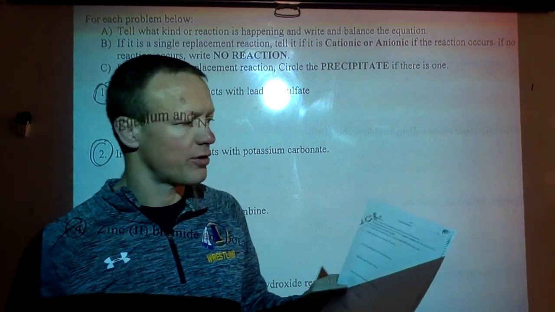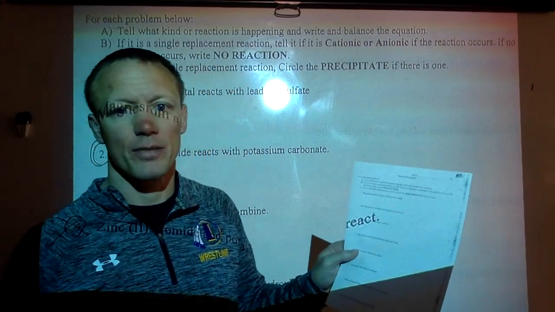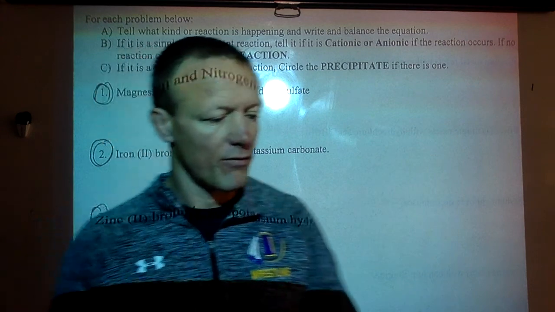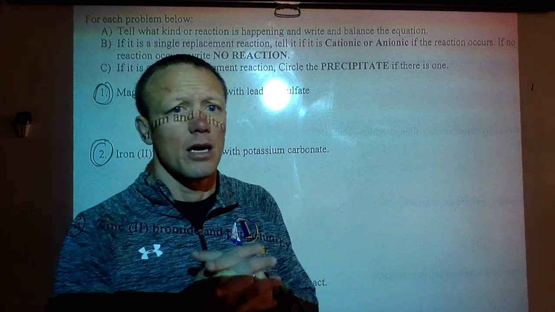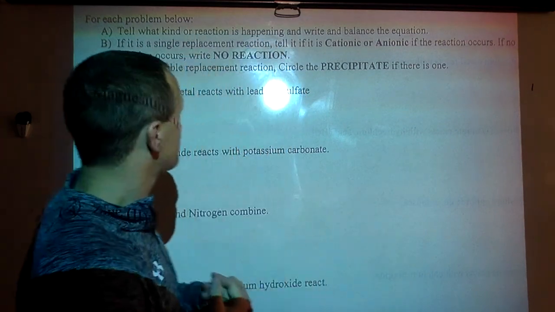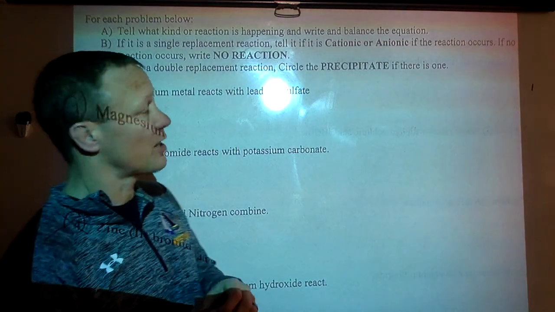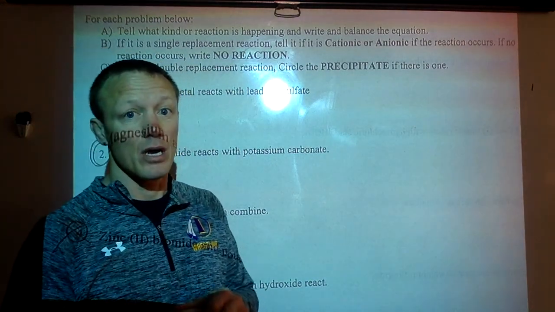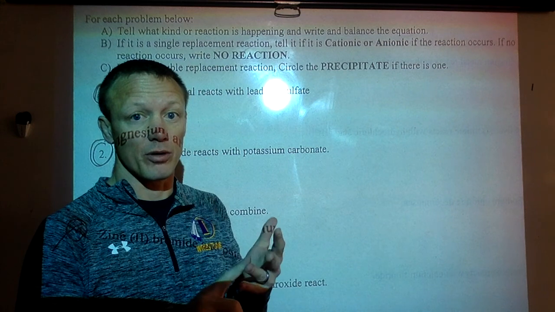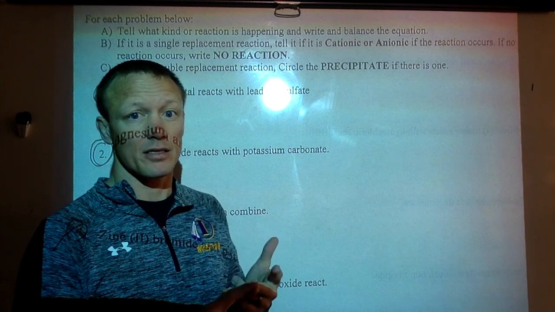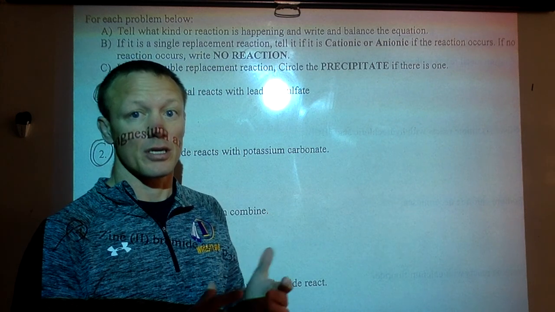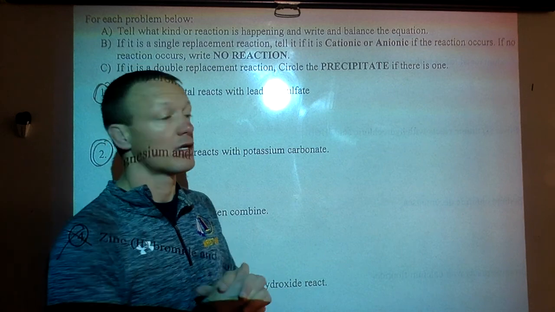Here are a few reactions from your types of reactions review sheet for your chemical reactions test. Looking at the directions up here, the first thing I do is tell the type of reaction. So you've got single replacement, double replacement, synthesis, decomposition, combustion. Those are your 5 types of reactions.